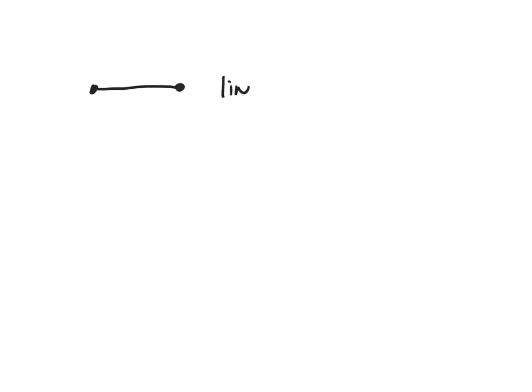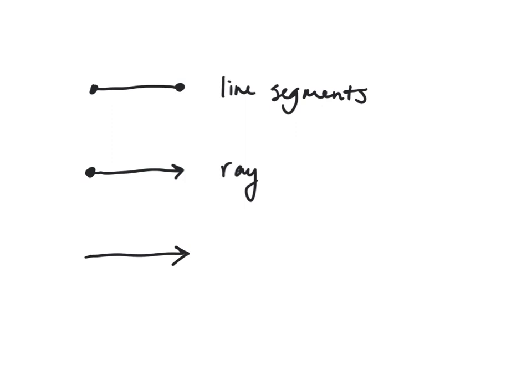A line segment has two defined endpoints, and we draw a dot on either end of it to show those endpoints. A ray is another kind of line, and it starts from an endpoint but goes on forever in one direction. Think about the sun. The sun is a fixed point, and the rays of light that come out of the sun go on forever. And then just a plain old line.